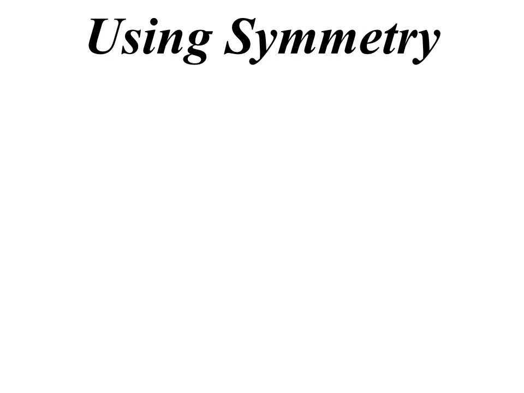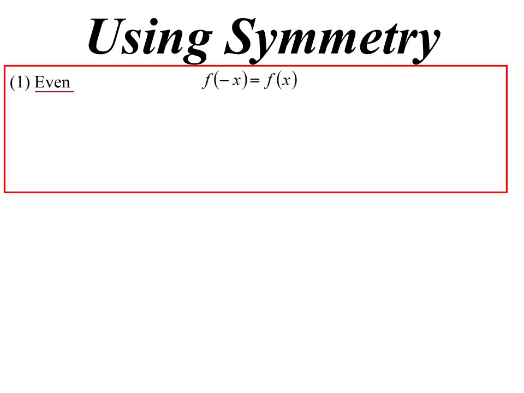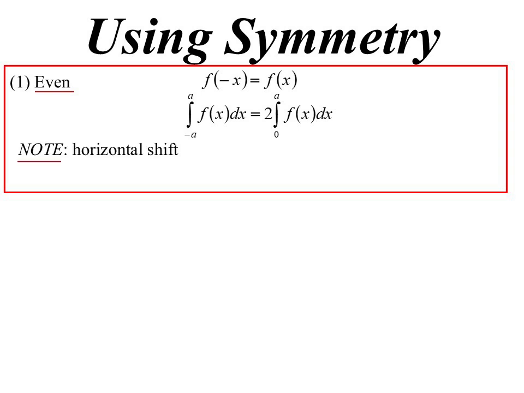Look at this idea of using symmetry to solve problems. So even functions, remember, f(-x) is the same as f(x). So basically, if I want to find the integral from -a to a, I could do it, if I wanted to, as 2 times the integral from 0 to a, because sometimes 0 is an easy number to substitute in there.